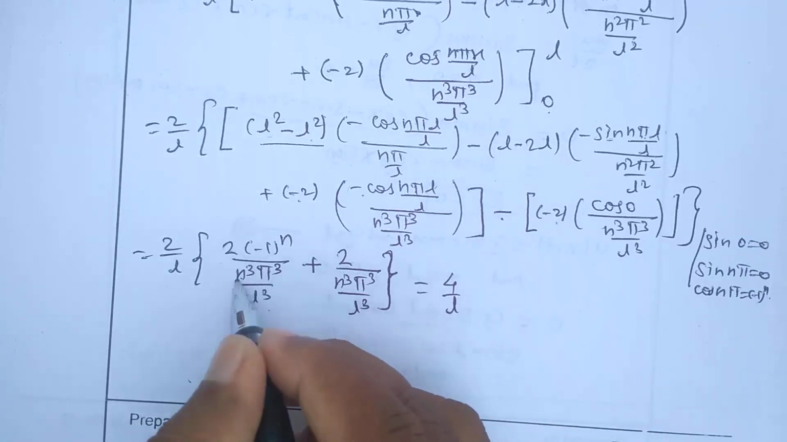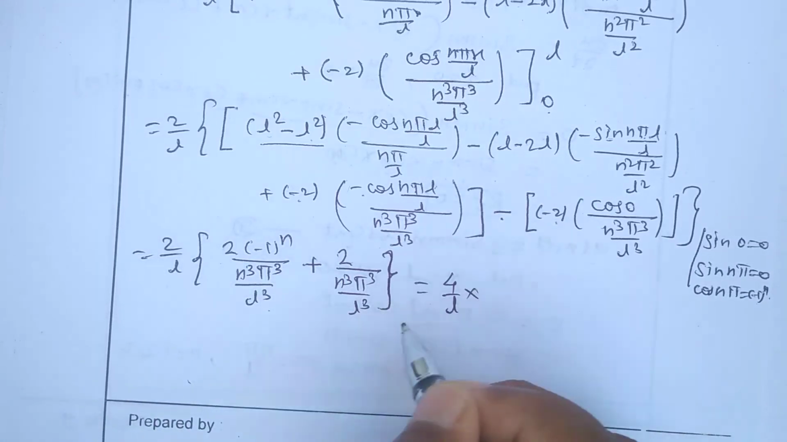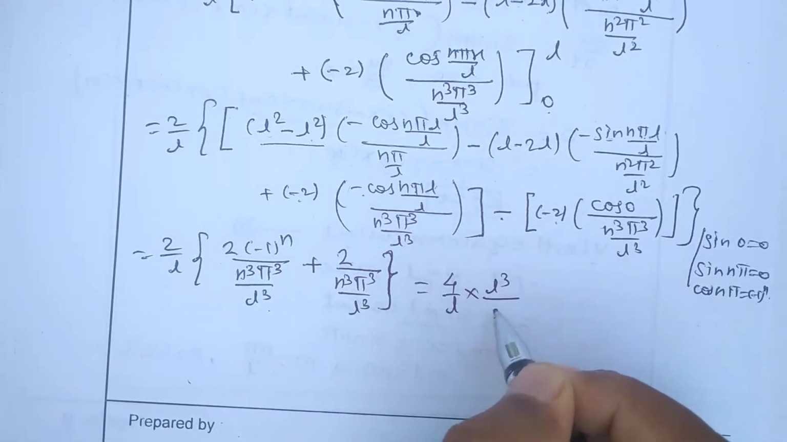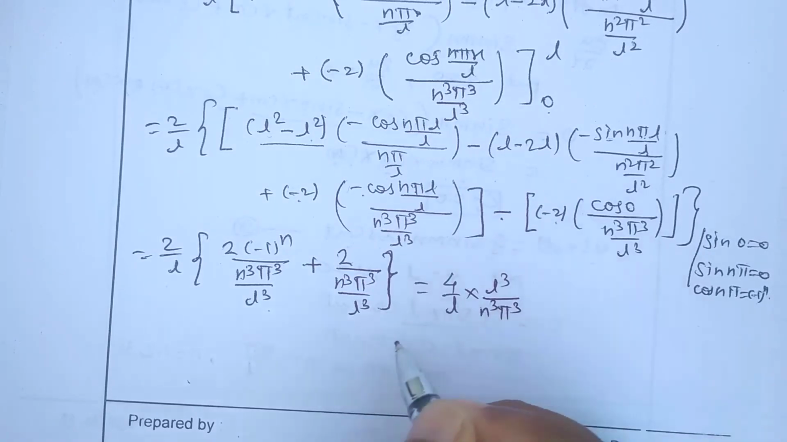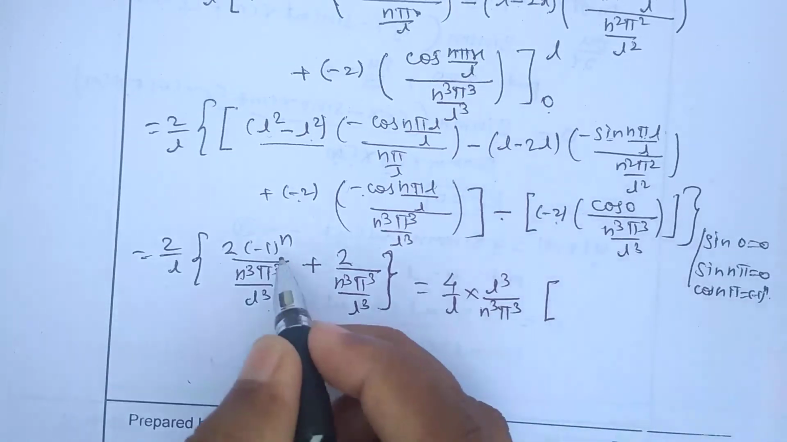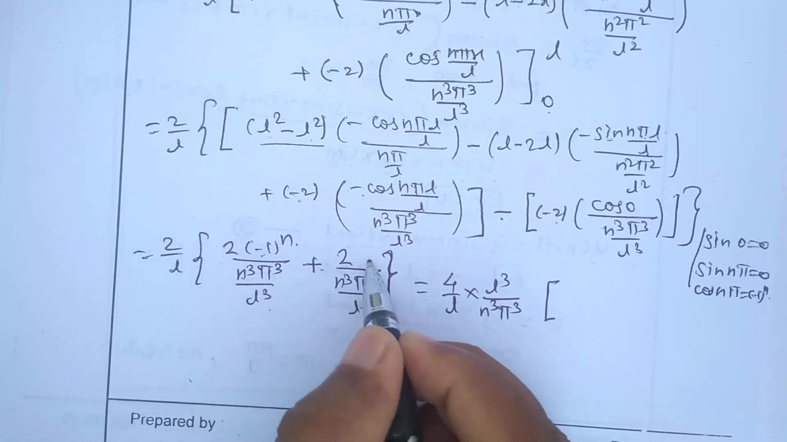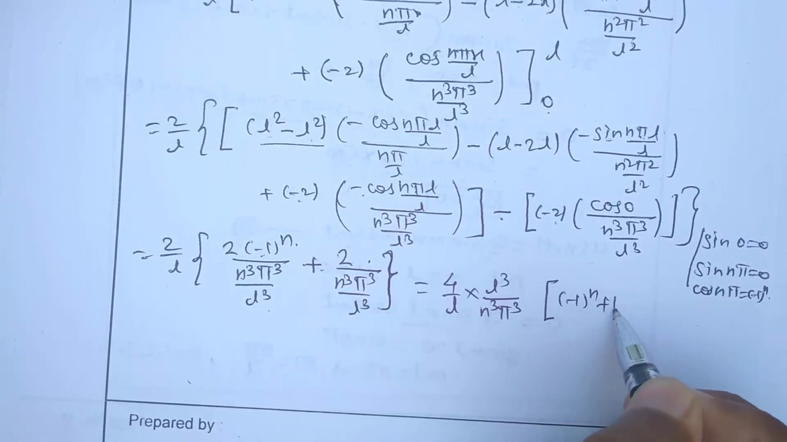The denominator is also taken common. So you will get L cube upon n cube pi cube, and in the bracket you will get this minus 1 raised to n plus here 1, minus 1 raised to n plus 1.